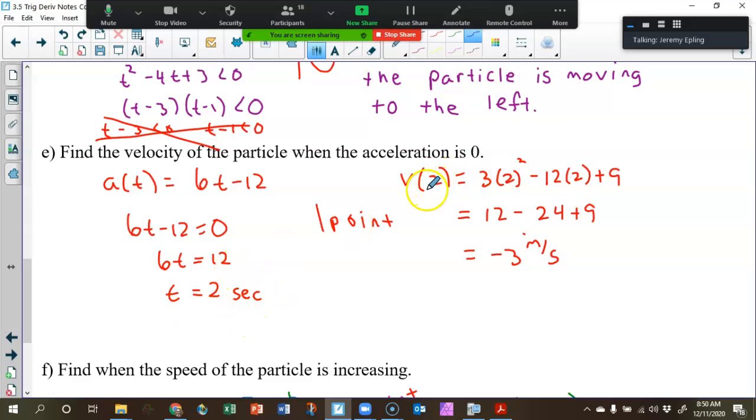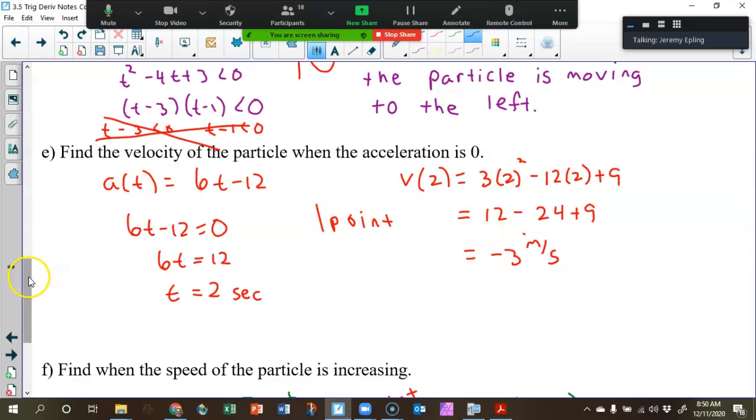And then we need to find the velocity when t is equal to 2. It is -3 meters per second. And without units, I don't get that 1 point at all for part E. Although I knew how to do everything, without units, I don't get credit. So I want to make sure I pay attention there in part E to units.